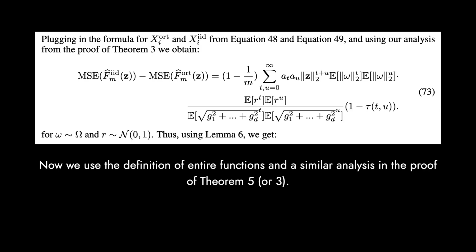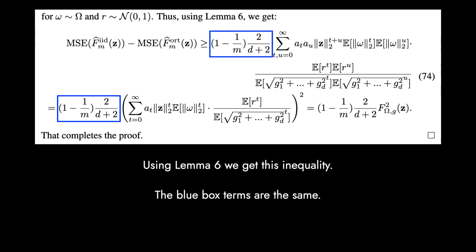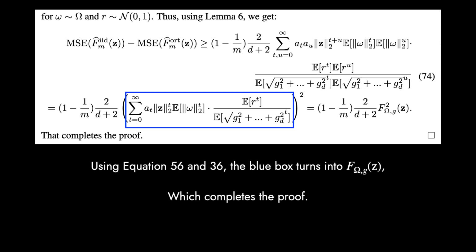Now we use the definition of entire functions and a similar analysis as in the proof of Theorem 5 or 3. Using lemma 6, we get this inequality. The blue box terms are the same. Using equations 56 and 36, the blue box turned into f of g, which completes the proof.